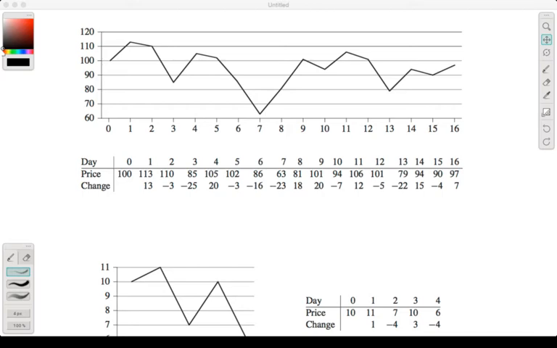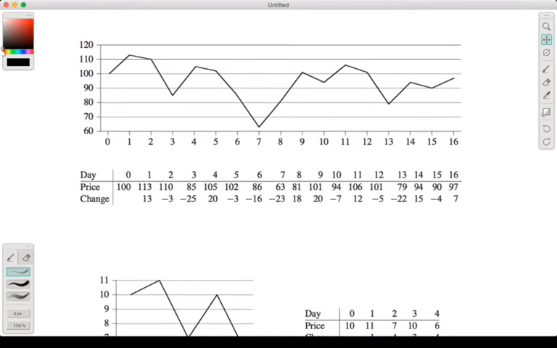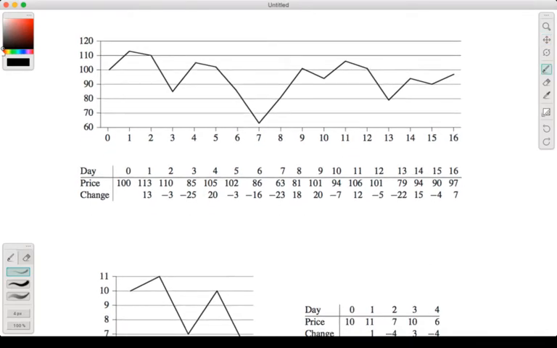So we could buy here and sell here, and that would give us a profit of, well, we'd buy at about $85 a share and sell at $105 a share. So that'd be about a profit of $20 per share. And so what we want to do is find where we can buy and where we can sell to maximize our profits.